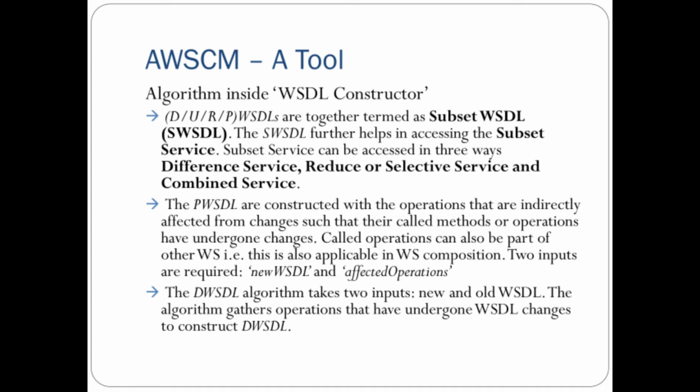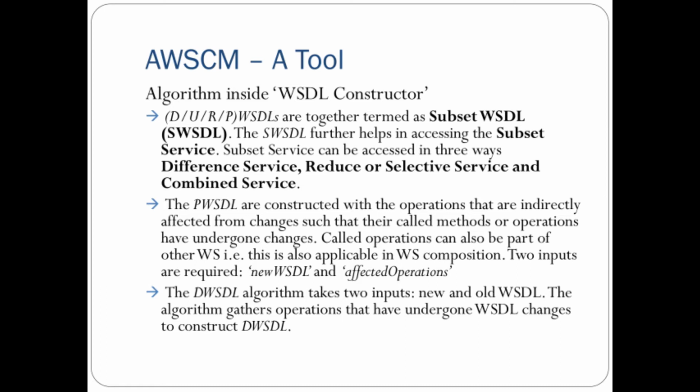Then how is it being constructed? It has been constructed with two inputs. First is the new WSDL, and then all the affected operations, parameters, and affected code flows are captured in this PWSDL, the parameter WSDL. So the affected operations and the new WSDL are used for the construction of the PWSDL.